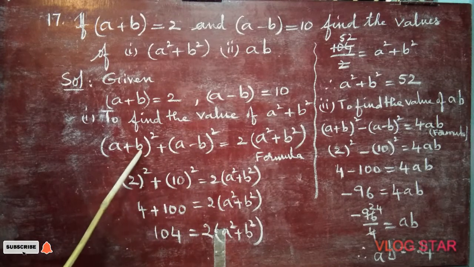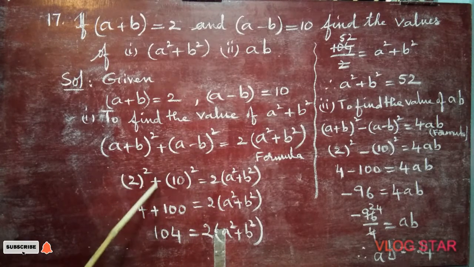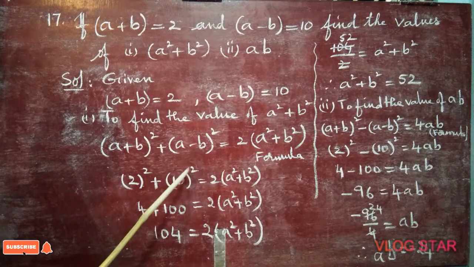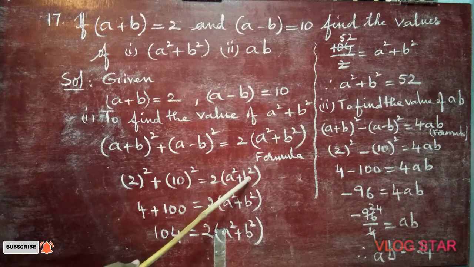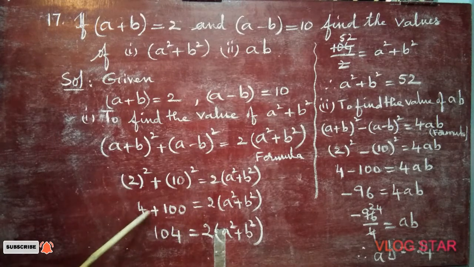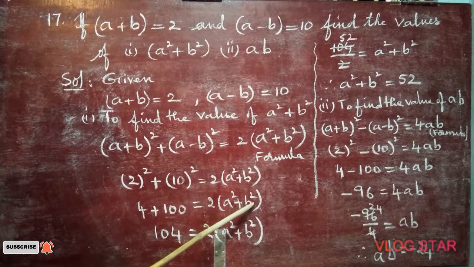So in the place of a plus b you write 2. So 2 square plus, in the place of a minus b you write 10, so 10 whole square, is equal to 2 into (a square plus b square). 2 2s are 4 plus 10 10s are 100, that is equal to 2 into (a square plus b square).